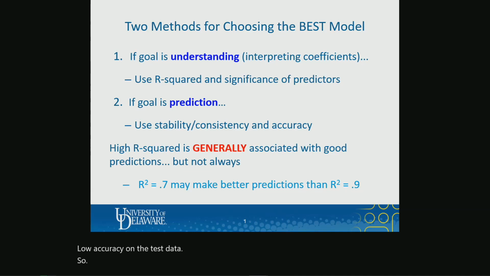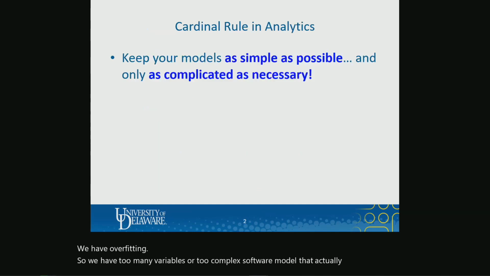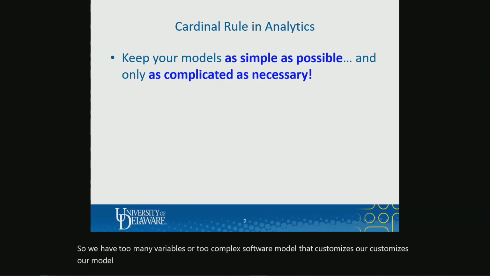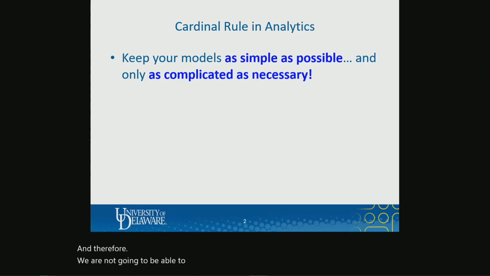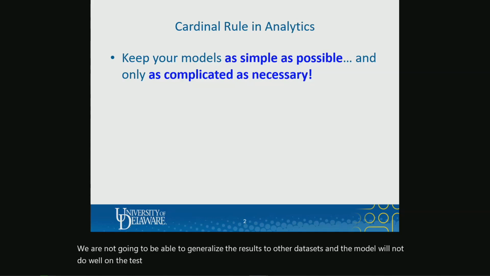One of the reasons that can happen is that we have overfitting. So we have too many variables or too complex of a model that actually customizes our model to our data or our training data set. So we are over-customizing our model, we are overfitting our model to the training data set. And therefore, we are not going to be able to generalize the results to other data sets, and the model will not do well on the test data set.